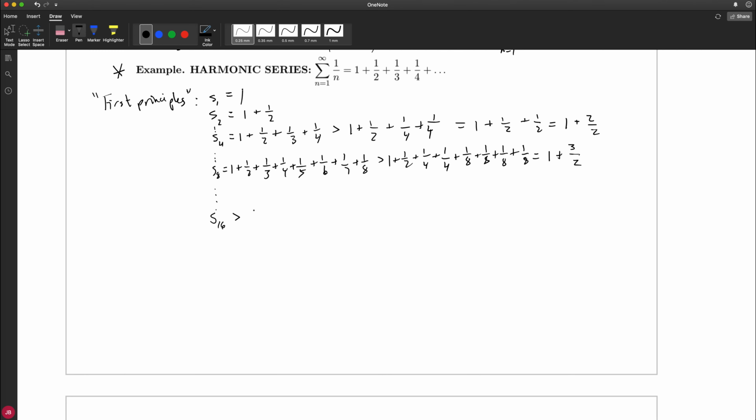1 plus, well, following this process, how many halves do you think I'm going to have? Well, probably 4, right? Since it was 1 plus 1/2 here, 1 plus 2 halves here, 1 plus 3 halves, 1 plus 4 halves is probably the next. Then I would skip maybe all the way to S32, and that would be bigger than 1 plus 5 halves. Okay, so in general, what am I getting here? Well, this is 2 to the first, this is 2 to the second, 2 to the third, 2 to the fourth. Oh, and 1 is 2 to the 0, right? So technically this is 1 plus 0 halves, right?